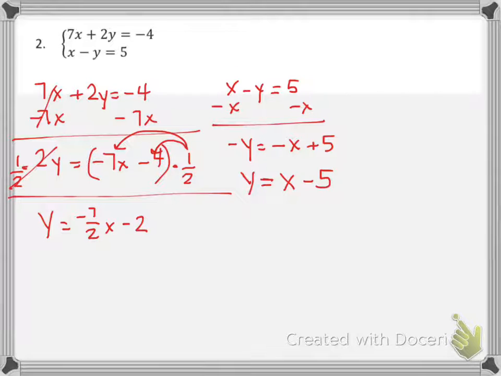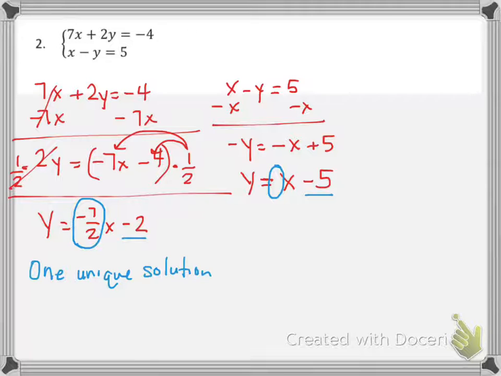Okay, and then when I look at the slopes, I see that the first slope is -7/2. The second slope is a 1, right? That coefficient of x is a 1. And they cross at different places on the y-axis. So I know that these two lines are going to intersect in one specific place. I know there's one solution here. There is one unique solution. And I can find that by solving the system.